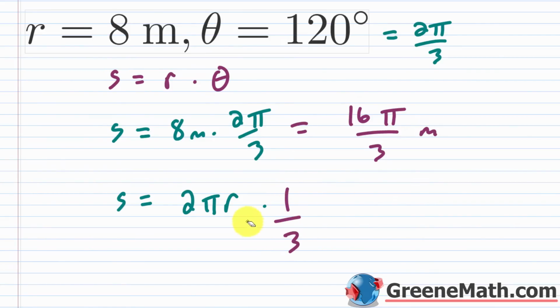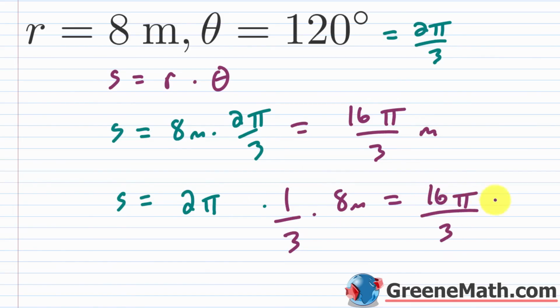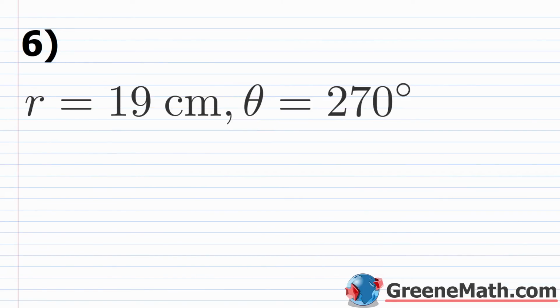And then I could just plug in for my radius, which is going to be 8 meters. And so what you get again is 2 times 8, which is 16, times pi over 3, and this is in terms of meters. So whichever way you want to do this. Okay, let's take a look at problem number 6.